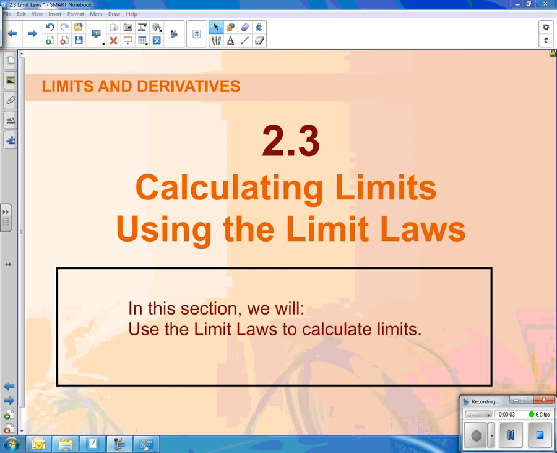Okay, this is the flip video for section 2.3. We're going to continue our discussion with calculating limits, and today we're going to look at using the limit laws to calculate those limits.